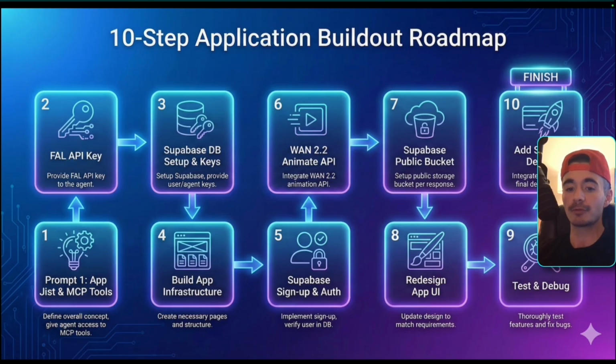So we're going to first start off with the prompt, then we're going to talk about the API keys, the Supabase database, how we're going to build out the pages, how we're going to actually integrate Supabase's sign up and sign in authentication, how we're then going to add the WAN 2.2 Animate to then store in a Supabase public bucket, and then we're going to redesign the app so it actually works properly. We're going to test and debug it, and then we're going to deploy it as our own standalone mobile app to actually scale to $10,000 a month. Let's dive into it with prompt number one.